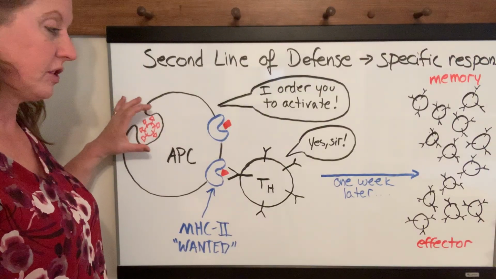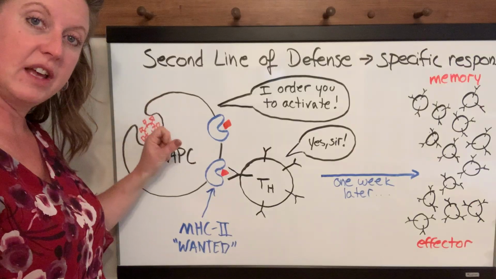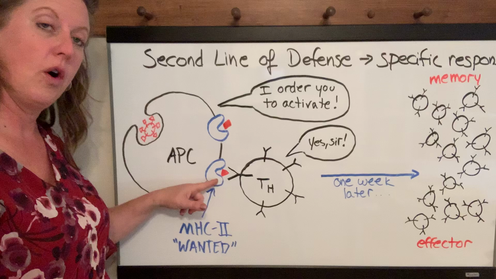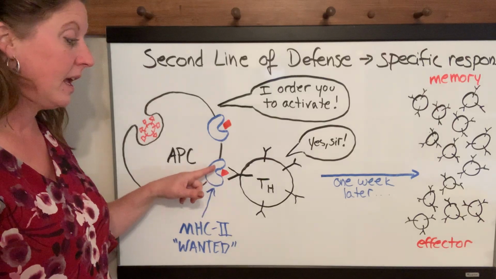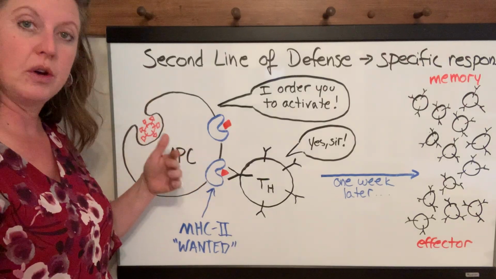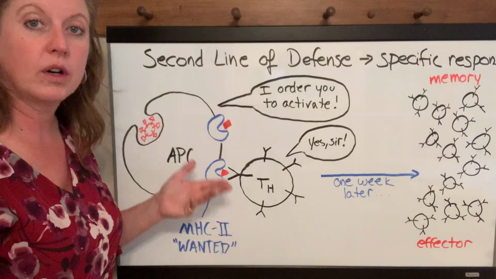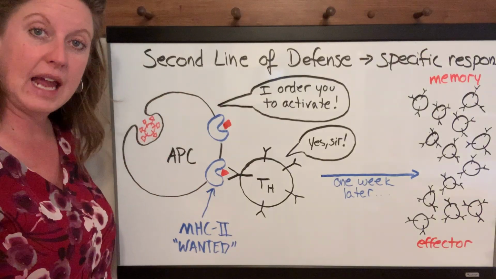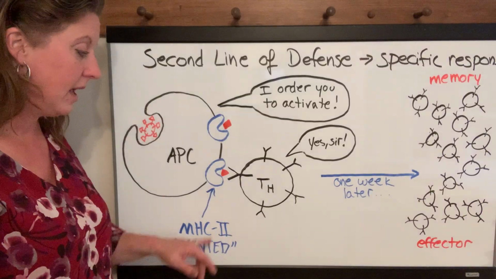Once the antigen-presenting cell, or the macrophage, ingests it, it digests it, and then presents the foreign antigens on an MHC2. Now, it goes around in the lymph nodes or the tonsils or the spleen or gullet, and it shows this wanted poster to every cell that it encounters in that area.